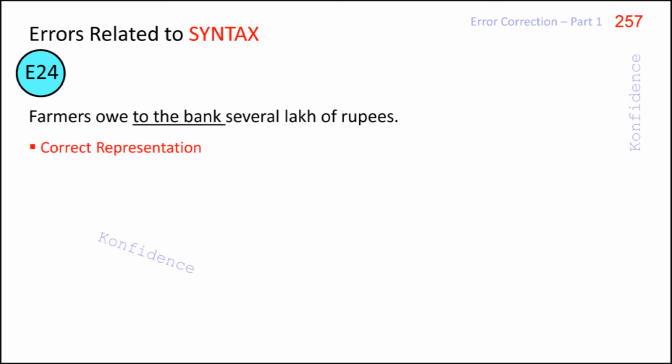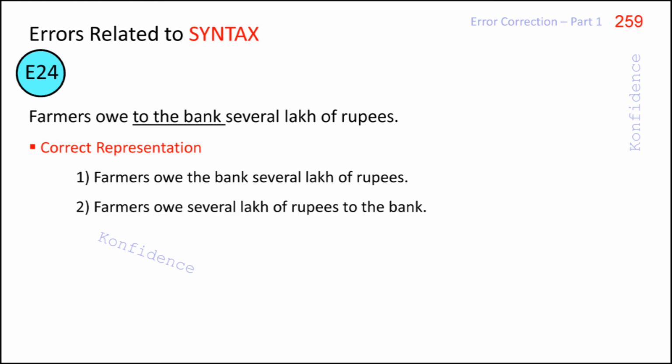We can correctly write this sentence in two ways without any change of meaning as follows. 1. Farmers owe the bank several lakh of rupees. 2. Farmers owe several lakh of rupees to the bank. In such structures, prepositions to and for are generally used.